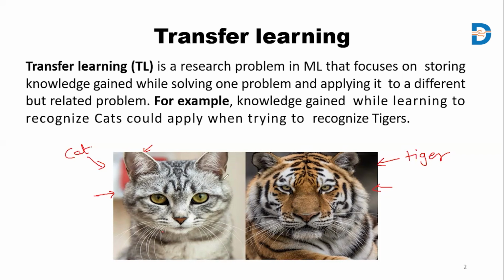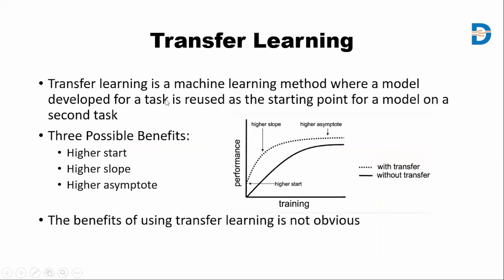So what we can do, if we have a model which can classify a cat, the model which has those features stored about the cat, we can use that model to predict the tiger image. That is the meaning of transfer learning. It is a machine learning method where a model developed for a task is reused as the starting point for a model on a second task.